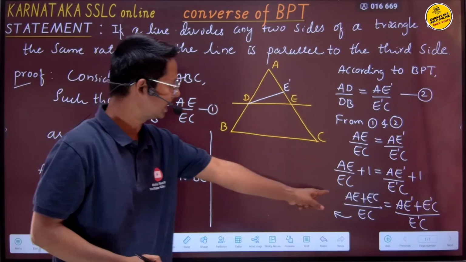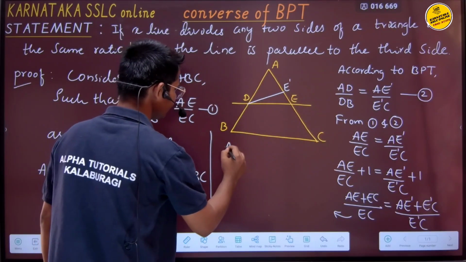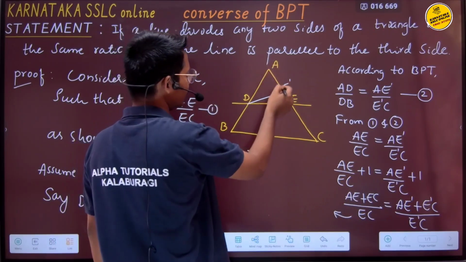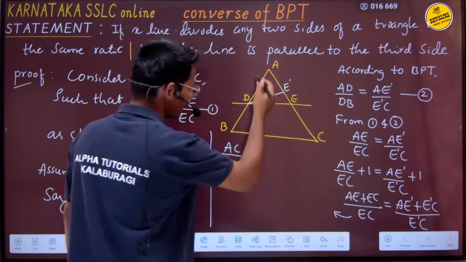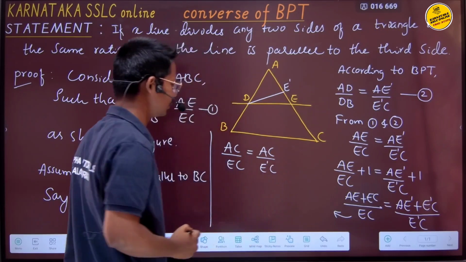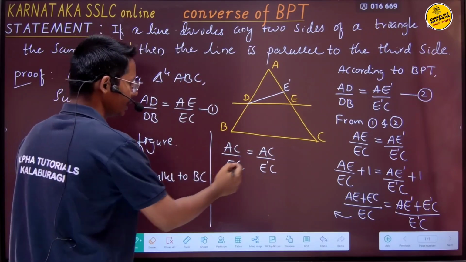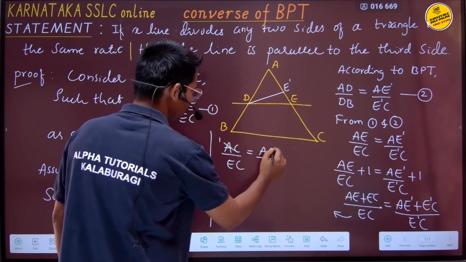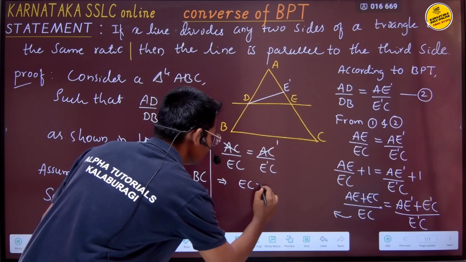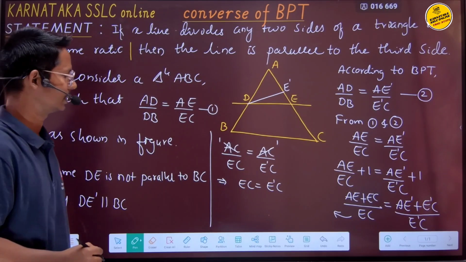What about AE plus EC? AE plus EC is the same as AC divided by EC. Now again, AE dash plus E dash C is the same as AC by E dash C. So you can cancel them, the sides are equal. It means here you'll get 1, and here also you'll get 1, so cross multiply. So this indicates EC equal to E dash C.